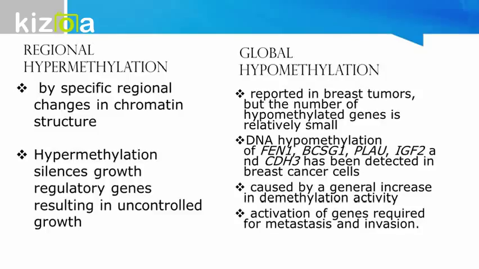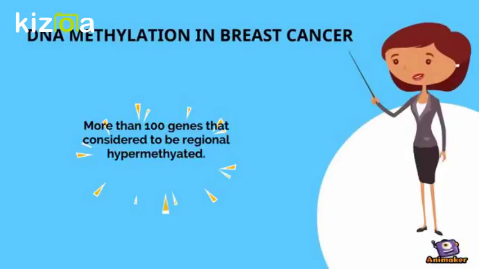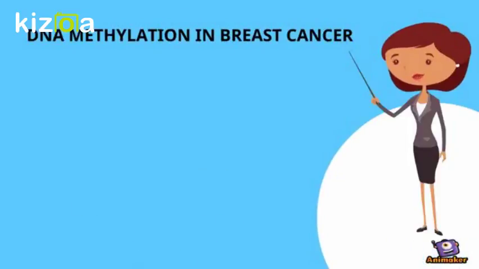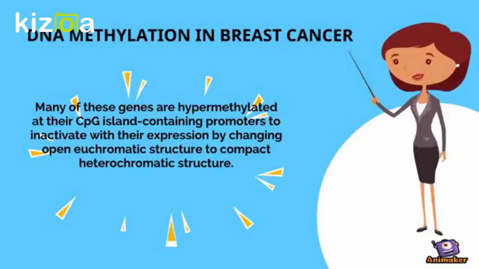DNA hypomethylation of FEN1, BGSC1, PLAU, IGF2 and CDH3 has been detected in breast cancer cells, although there are two types of DNA methylation. There are more than 100 genes that are considered to be regionally hypermethylated in breast cancer. During cancer development, many of these genes are hypermethylated at their CpG island containing promoters to inactivate their expression, by changing open euchromatic structure into compact heterochromatic structure.